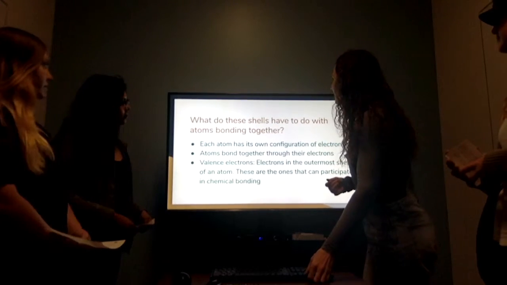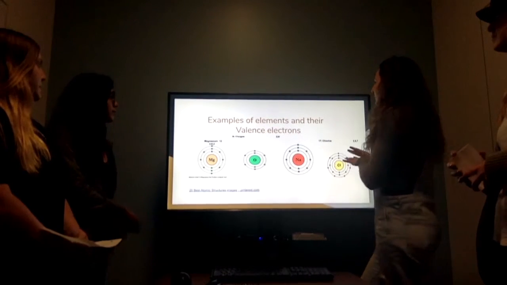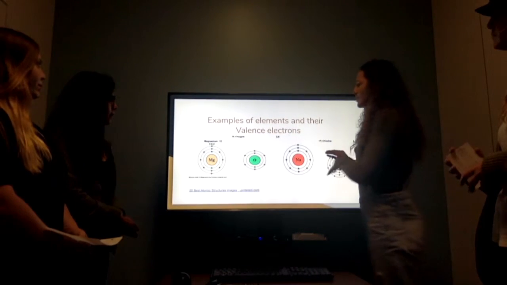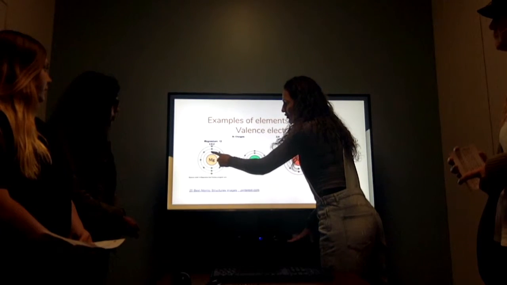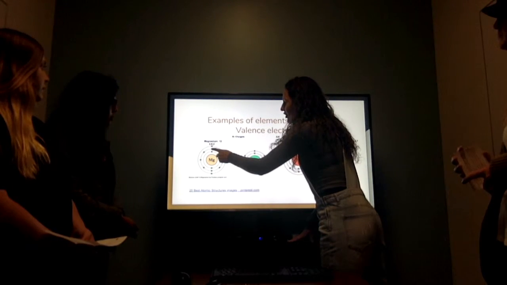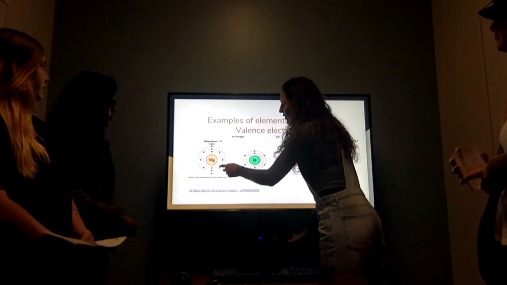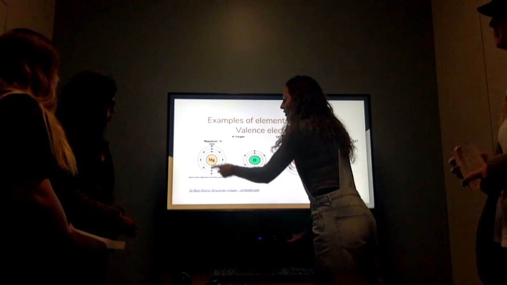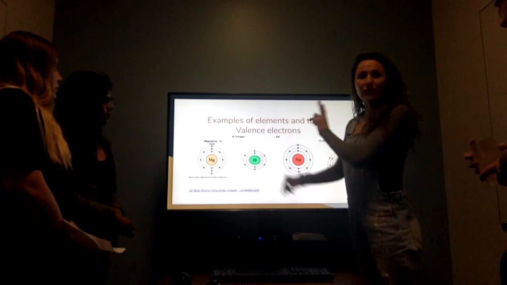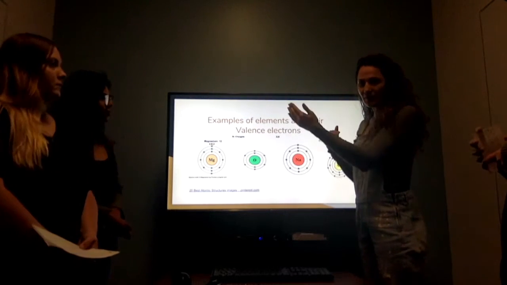These are the ones that can participate in chemical bonding. So I'm going to give you guys some examples of elements and their valence electrons. So here we have magnesium. In the first shell, you can see that there's 2 electrons. And then in the second shell, there's 8. There's 1, 2, 3, 4, 5, 6, 7, 8. And then in the third shell, it only has 2. So those are the 2 valence electrons because you need 8 to fulfill it.